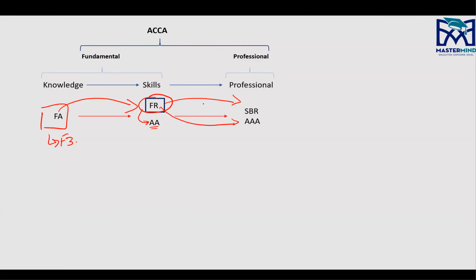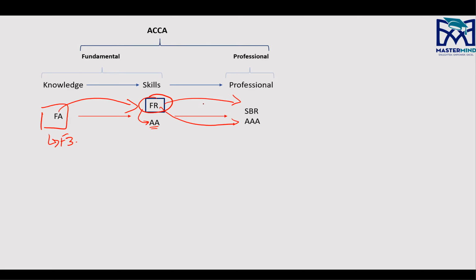I would say that FR basically decides whether you will be able to pass SBR and AAA in the first attempt or not. Trust me on this. Whatever knowledge you acquire in FR will help you assess whether you can pass SBR in the first attempt. I've had students who were very good in FR, very good with accounting standards, but you know where they lacked? Because the testing pattern of FR and SBR is very different.